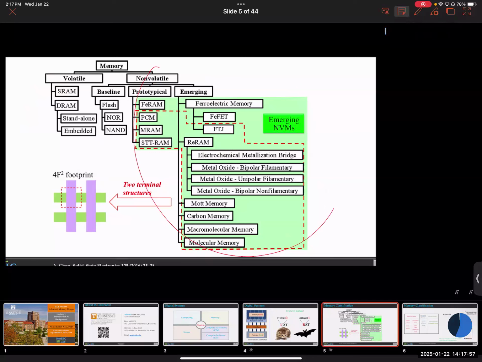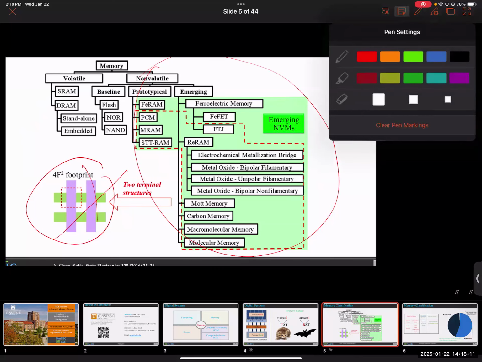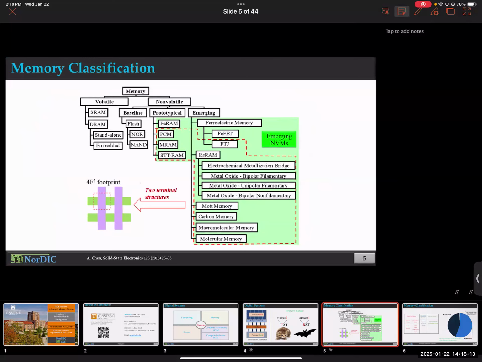Non-volatile memory was typically overlooked for the longest time, but they are probably the busiest category. People are looking for new non-volatile options moving forward. And don't worry about this. This is taken from a research article. That's why it has more information than you need. We will get back to this footprint, memory footprint, towards the middle part of the course.